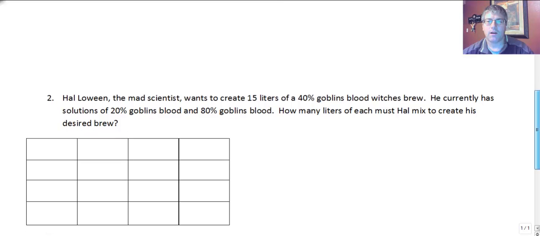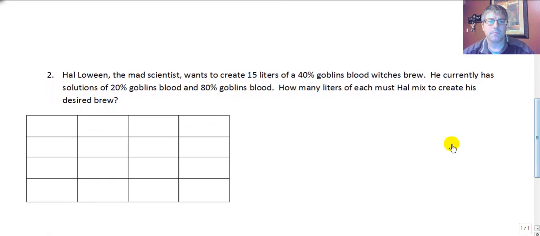Let's go on to our next word problem. Halloween, the mad scientist, wants to create 15 liters of a 40% goblin's blood witch's brew. He currently has solutions of 20% goblin's blood and 80% goblin's blood. How many liters of each must Hal mix to create his desired brew?